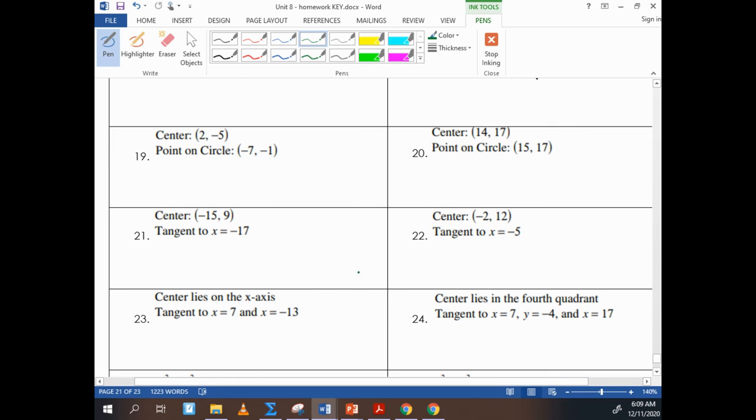But don't panic if you don't know how to do those either. They're not on the test. They're just kind of fun ones that I wanted you to try and just see how those went. So try away, but at least get to number 20.